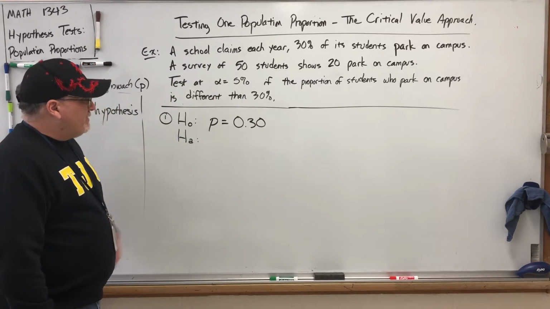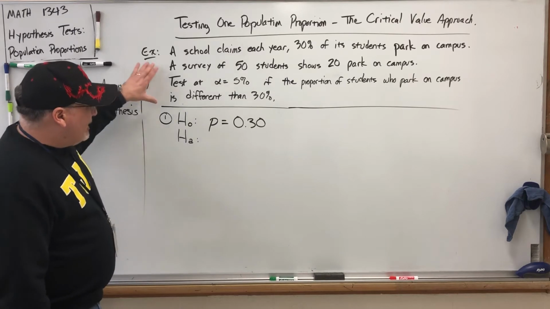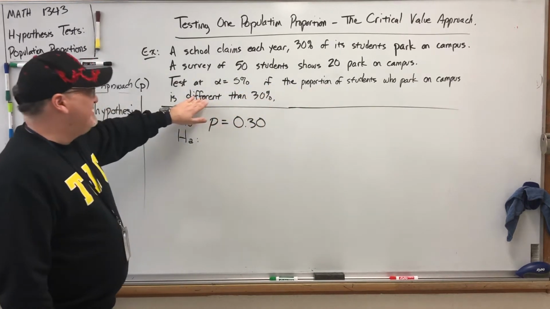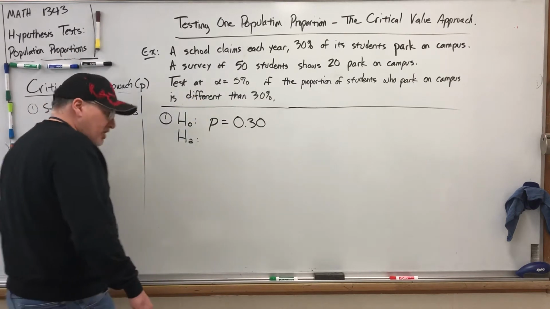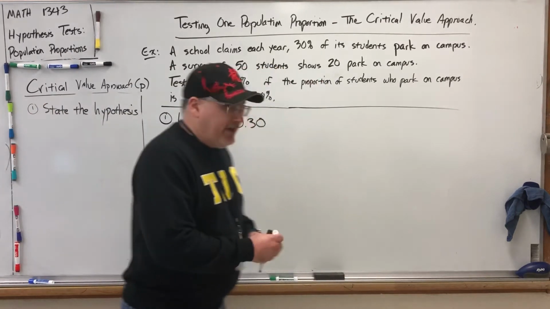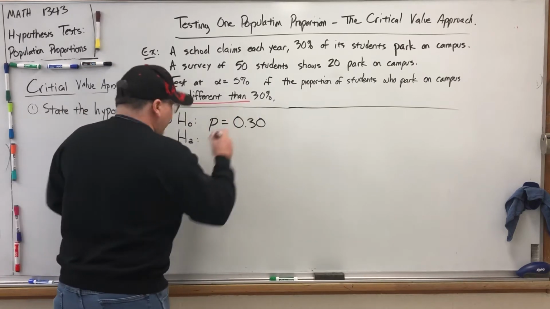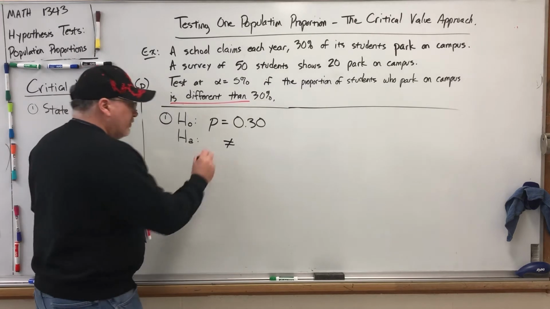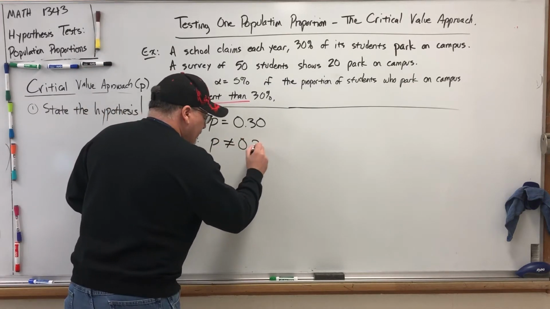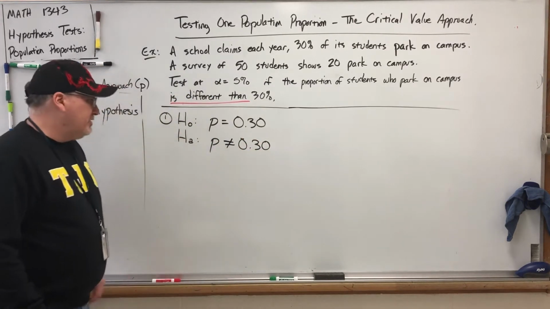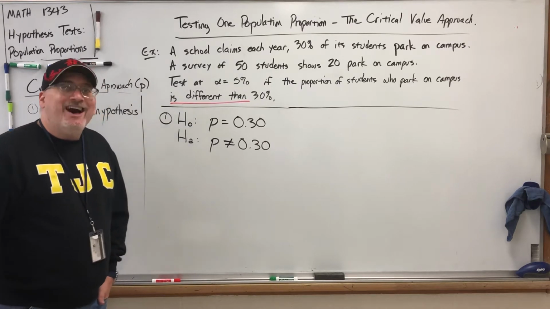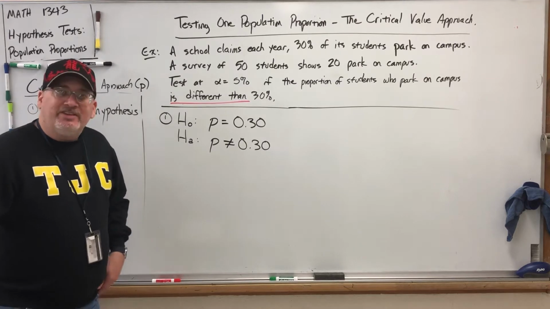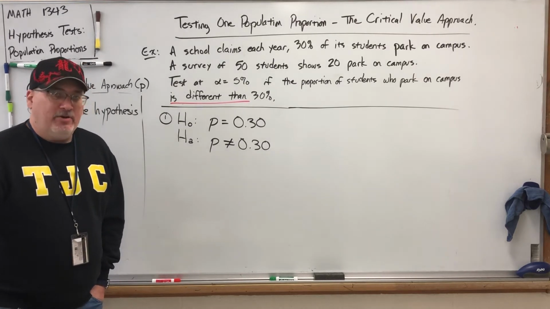But what's our alternative hypothesis? Well, if you look at the last sentence, we're being asked to test if the proportion is different than 30%. The phrase is different than is a phrase to indicate the symbol not equal to. So our alternative hypothesis will be p is not equal to 30%. You claim it's 30%, we have a sample that says it's not, and the battle is on.